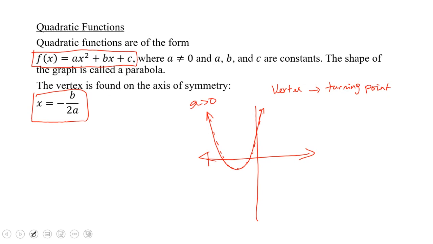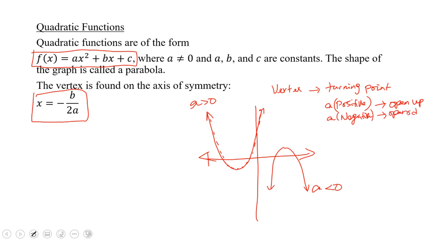Sometimes it will open down, okay? Like this. Up and down. If a is less than 0, if a is negative, it will open down. So if a is positive, it will open up. If a is negative, it will open down. Okay. So this is the first information.